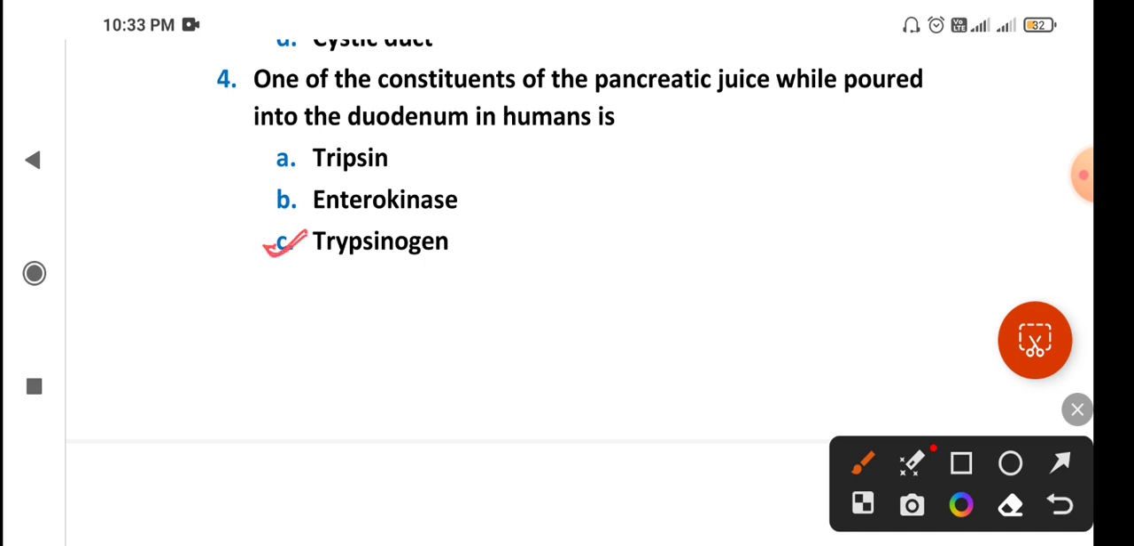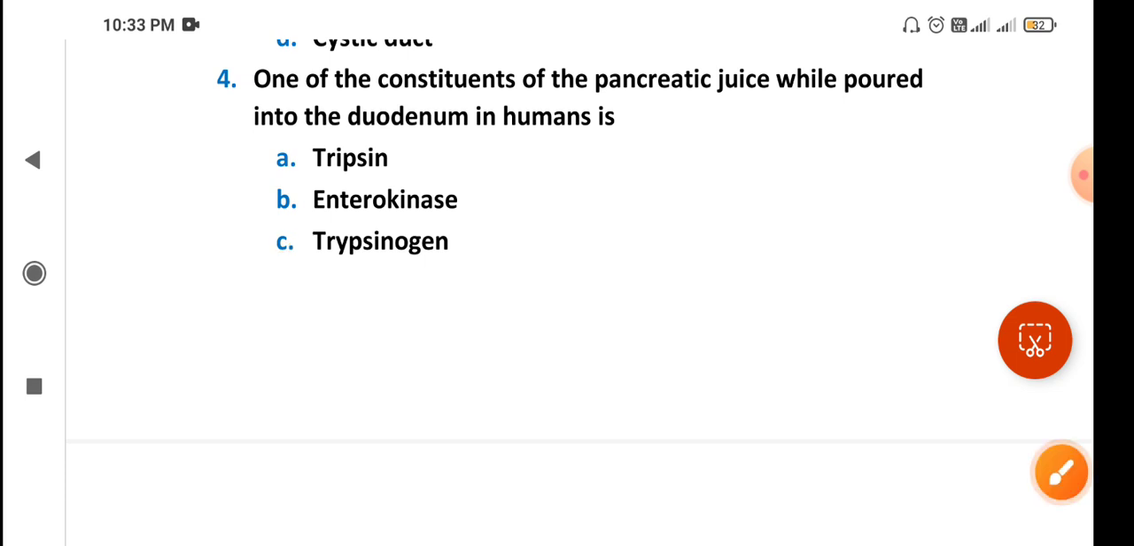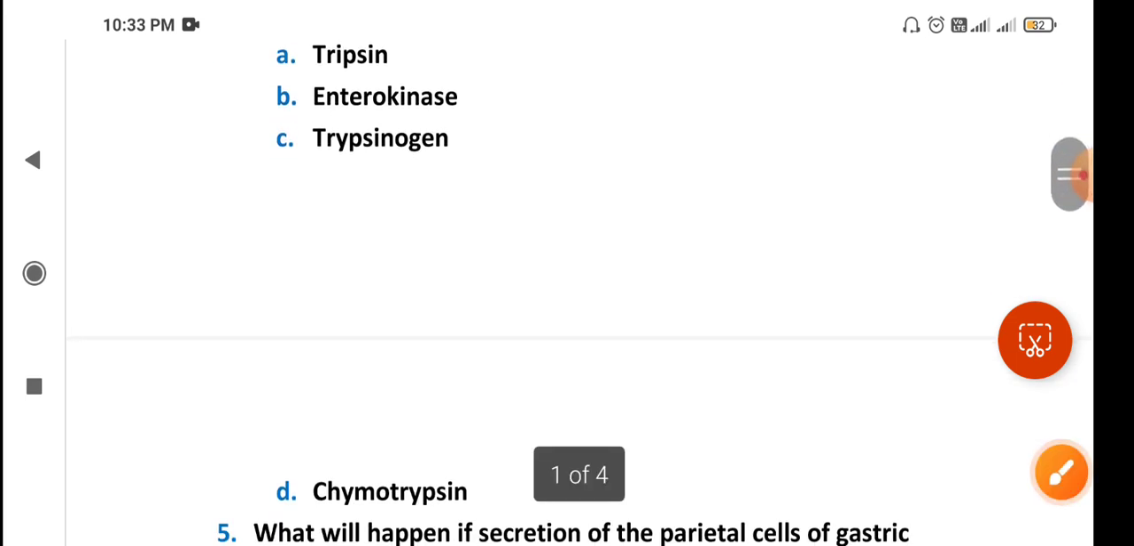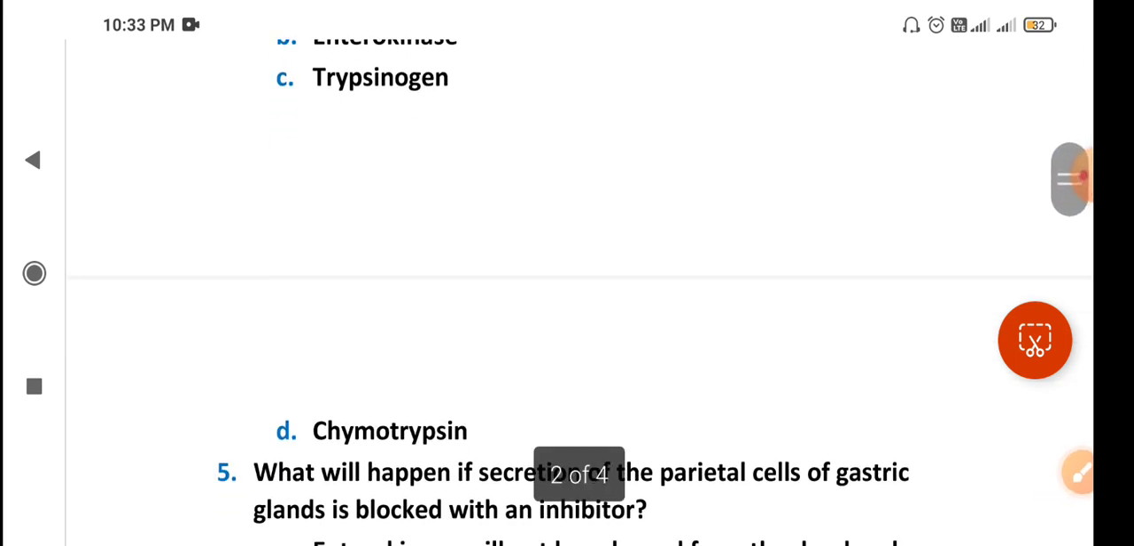And why not enterokinase? Because enterokinase is not secreted from the pancreas, it is secreted from the intestine, intestinal mucosa. And fourth option is chymotrypsin. It is also not the correct option. So now let's move to the next question.